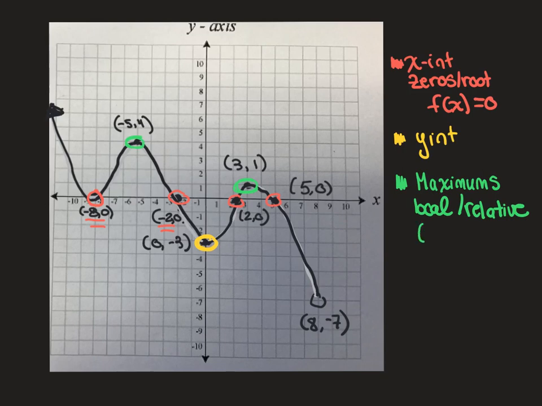And we're going to write down that those maximums were -5, 4, and 3, 1. I'm going to go back up here just so you can write the ordered pairs down. My x-intercepts, I'm going to write them down. -8, 0, -2, 0, 2, 0, and 5, 0.